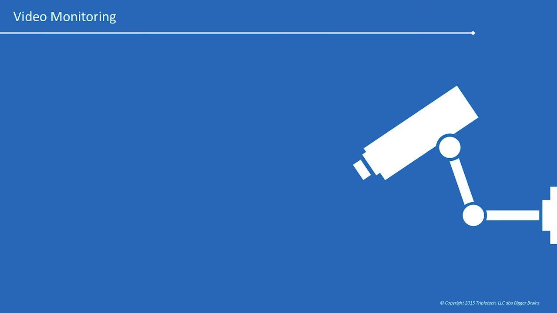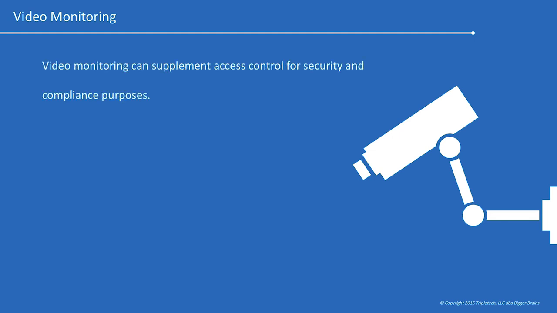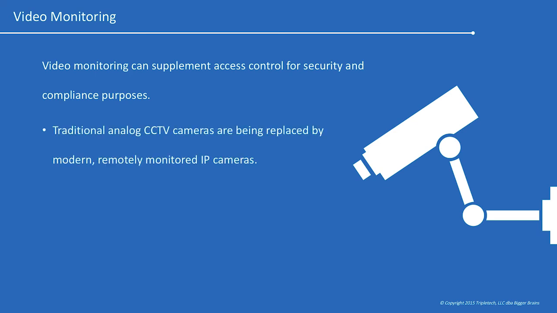Video monitoring is becoming very commonplace. The cost of video cameras and the ease of installation has made them much more accessible, much more feasible for companies of all sizes nowadays. Video monitoring can supplement access control for both security and compliance purposes. In other words, it can be used to verify identity. It can also be used after the fact to see who it was that accessed a certain area. Traditionally, these have been analog, what are called CCTV-based cameras, but more and more these are being replaced by modern, remotely controlled, monitored IP cameras that often have a pan, tilt, zoom, or PTZ function.